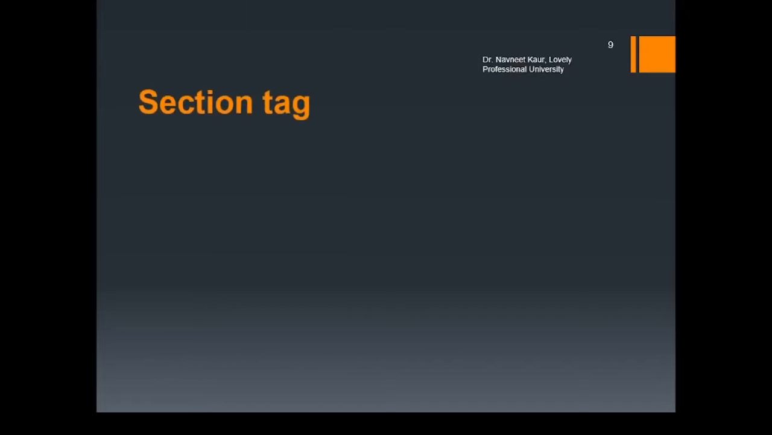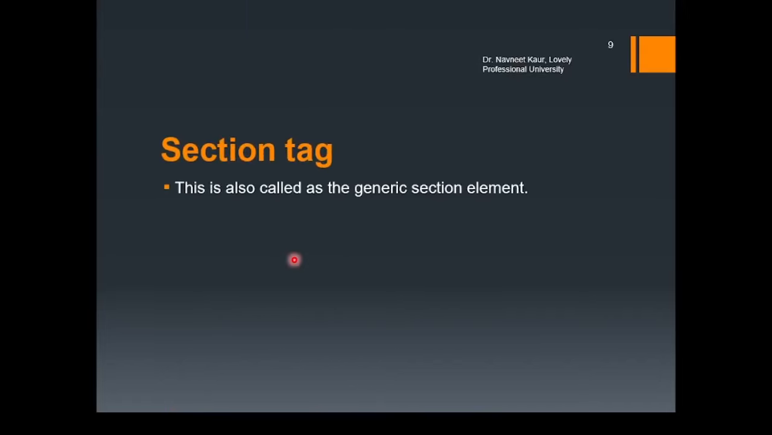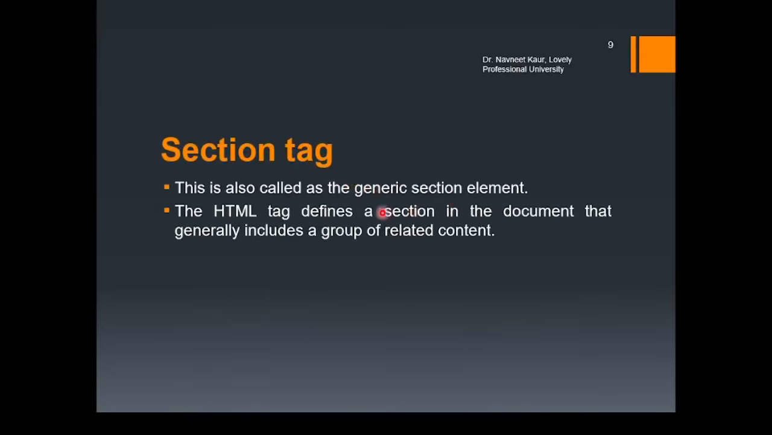Next one is the section tag. This is also called the generic section element, and this tag defines a section in the document that generally includes a group of related content. In our web page, we may need to include headers, footers, chapters, and many other sections. So whatever content that we feel is related to each other can be included in one section. And this is how the section tag looks.